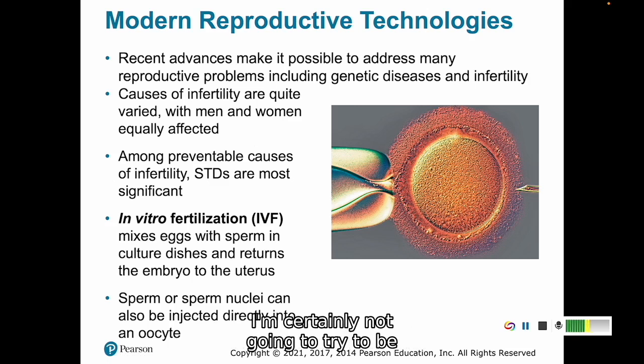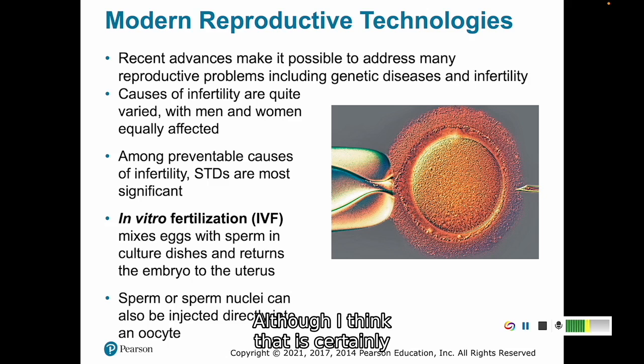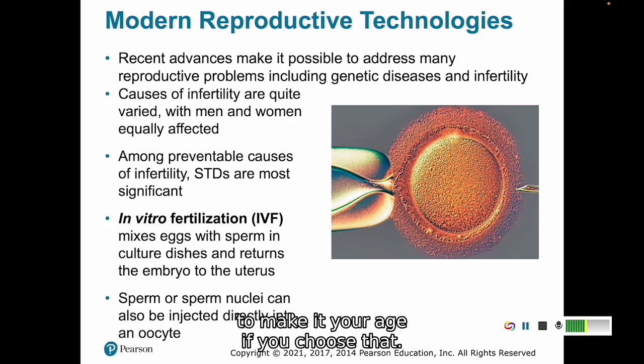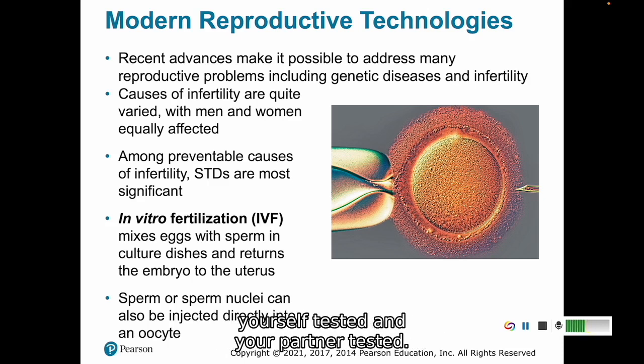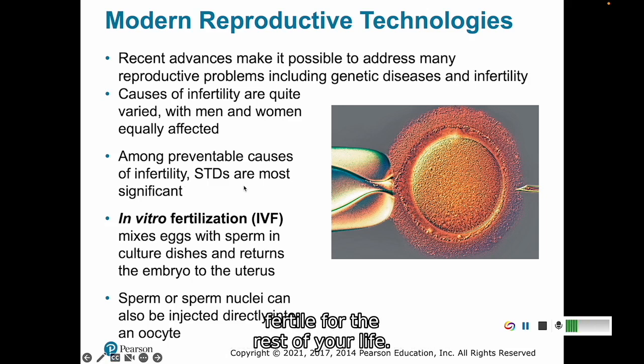I am certainly not going to try to be the morality police and say that you should be abstinent, although I think that is certainly a fabulous decision for you to make at your age if you choose that. But if you are going to be sexually active, please make sure that you are always using protection. Please make sure that you are getting yourself tested and your partner tested so that you can deal with that and not just be left infertile for the rest of your life.